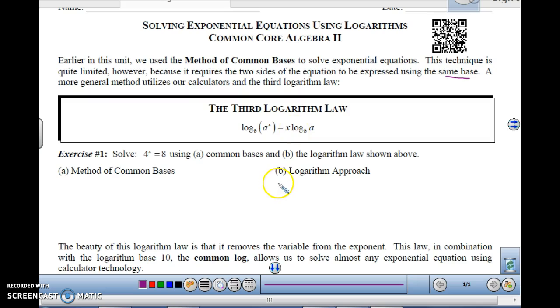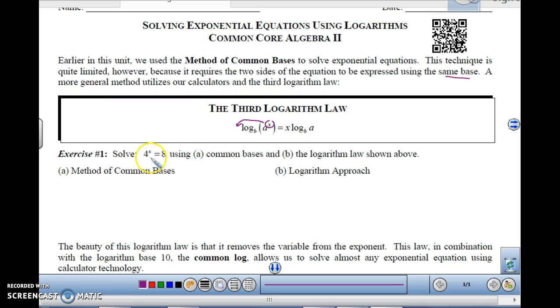law. Okay, now the third logarithm law is when you have log to the base b of a to the x, when you have an exponent. The rule says when you have an exponent, it's multiplied, x times the log b of a. So remember, the exponent goes out front. That's the third logarithm law. Okay, so let's look at the common bases first of all, and then look at the logarithm approach.